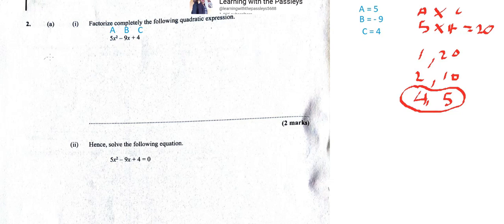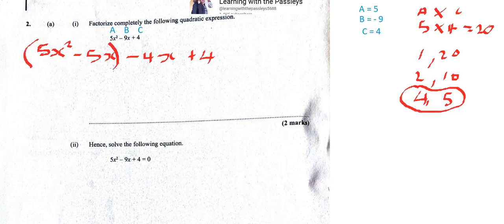Right? So now I'm going to write 5x squared minus 5x minus 4x plus 4. So if you add negative 5x with negative 4x, you will get negative 9x. So now we have four terms, right? So now we can factorize.